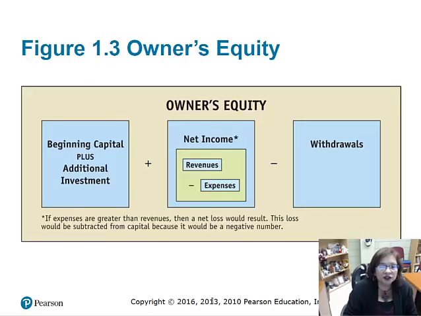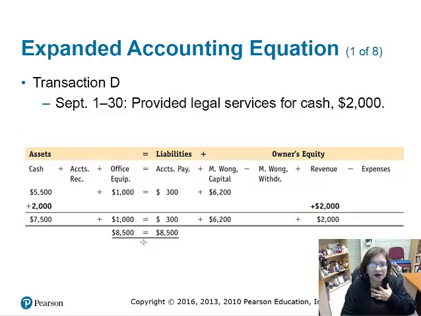So here we go. Again, beginning capital plus additional investment or capital, either cash or equipment, plus revenues minus expenses, and of course withdrawals. If expenses are greater than revenue, then there's a loss, and again, this will be taken out. So here we have an expanded equation.